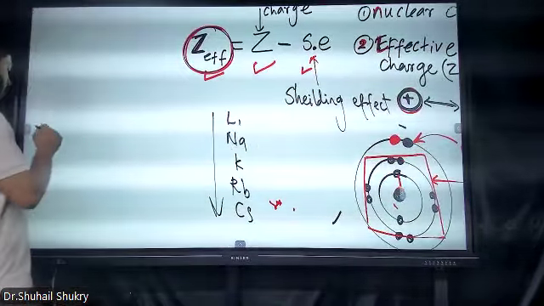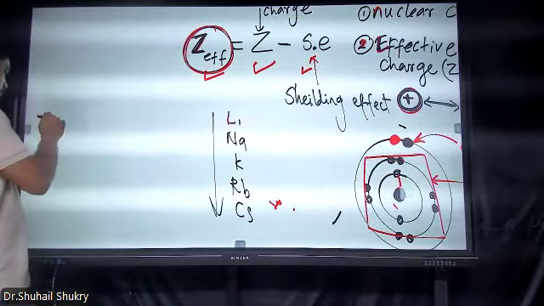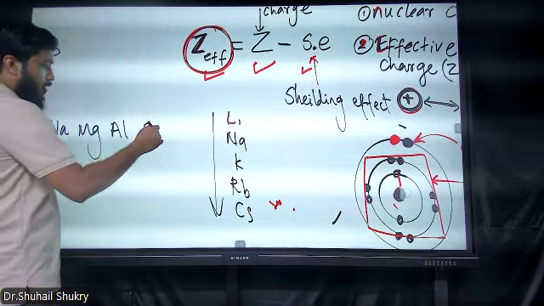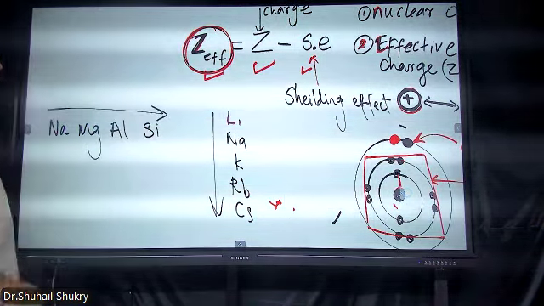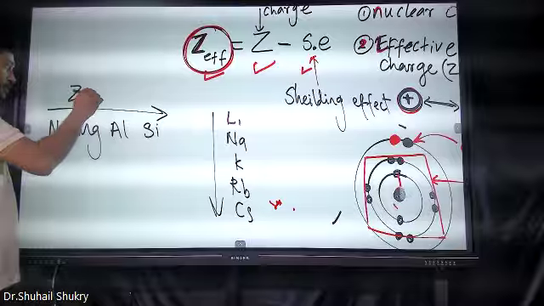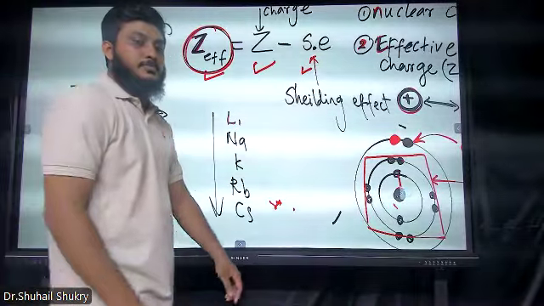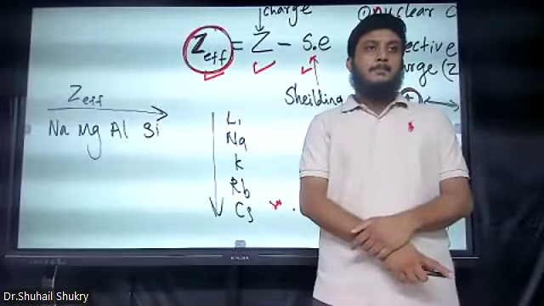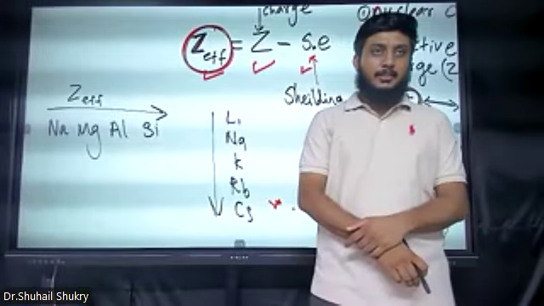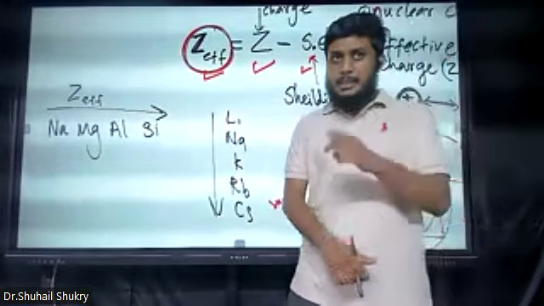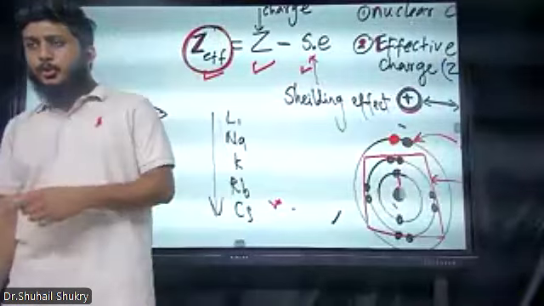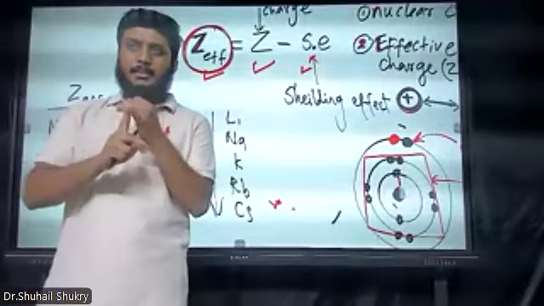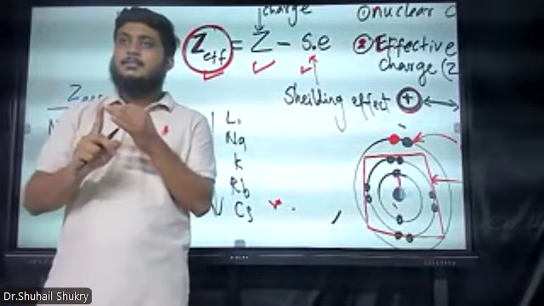When you're going across, sodium, magnesium, aluminium, silicon, from left to right, what is happening to Z eff? Will it increase or decrease? What do you think? Will it increase, will it decrease, or will it remain constant?